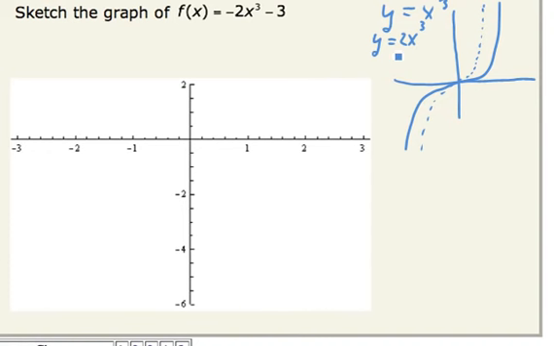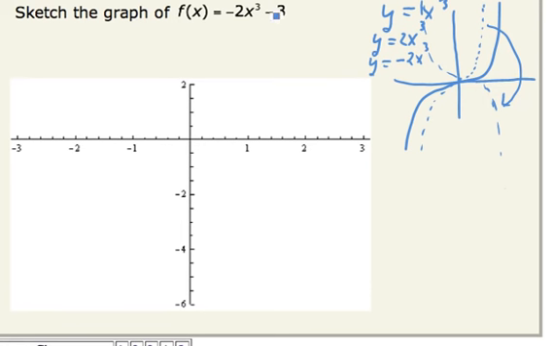The next thing we want to do is see what y equals negative 2x cubed looks like. And the effect of the negative sign says take the dotted graph and flip it over the x-axis. The y values are the negatives of what they used to be. So this graph is going to look like this. It's the dotted graph flipped over.